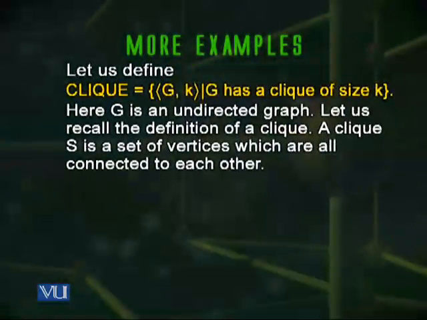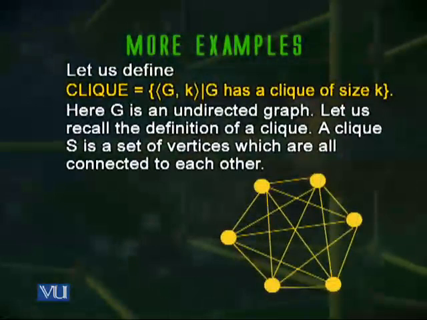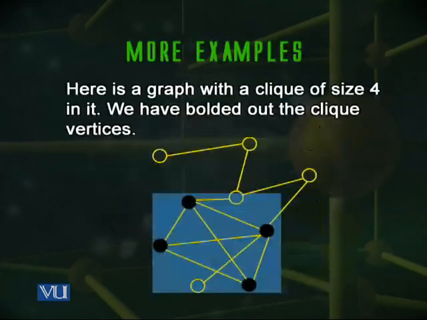A clique S is a set of vertices which are all connected to each other. So a clique S is a bunch of vertices in a graph such that between any two vertices in that set, they are connected with an edge. There is an edge between them. That's what we call a clique. Here is a picture of a clique for you. This picture shows a graph in which every vertex is connected to every other vertex, and therefore it is called a clique. Here is another graph.